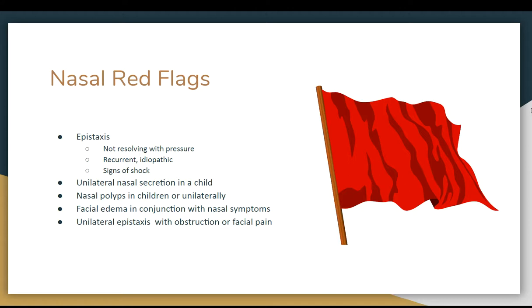Nasal polyps in children or unilateral nasal polyps are both abnormal and may indicate neoplastic disease, especially if there's also nasal bleeding or obstruction or facial pain associated with that. So that's down here, unilateral epistaxis. Nasal polyps in children are not common and can also indicate cystic fibrosis. Facial edema in conjunction with nasal symptoms likely increases the risk of a systemic infection and or trauma. So we want to keep that in mind as well.